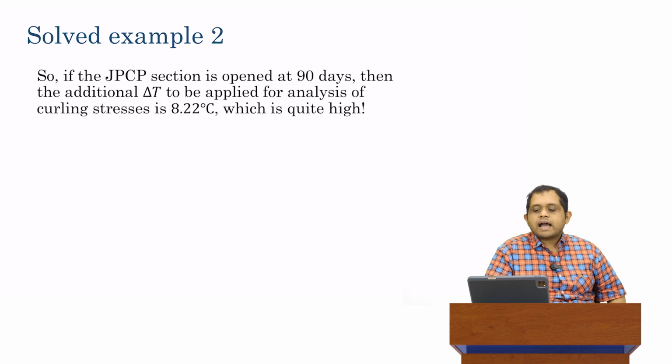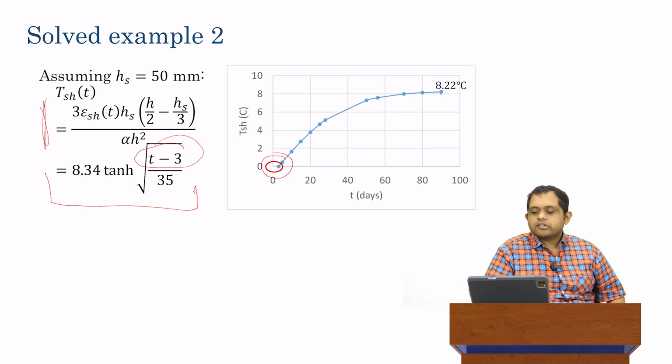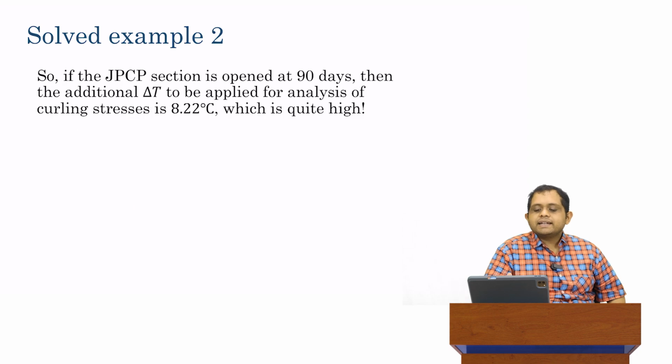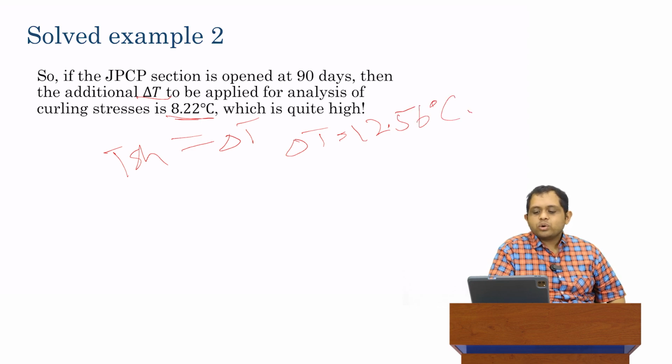And now we get a curve like this. And what we see is that at 90 days, so I've actually calculated this out all the way to 90 days. At 90 days, we actually get a delta T. So this TSH is actually an additional delta T, which has to be applied. This actually turns out to be 8.22 degrees Celsius. So in the previous lab, we had calculated delta T just from curling as 12.56 degrees Celsius. And now we see that if you include shrinkage in the calculation, you additionally add an 8.22 degrees Celsius. So you're going to go somewhere close to around 21, 22 degrees Celsius.